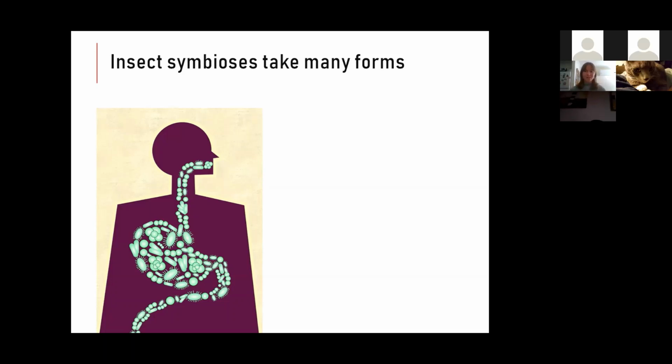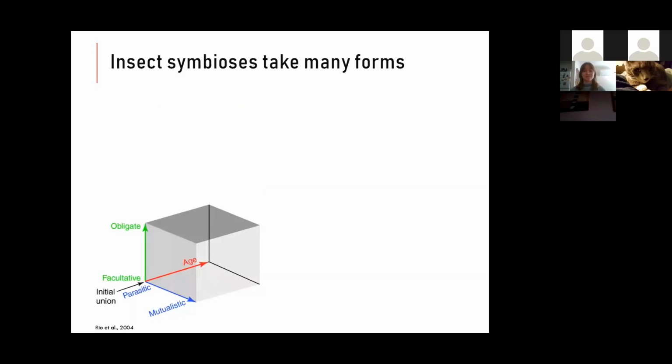But as we probably know, there are a lot of microbiomes out there in the world, and insects are no exception. Insect symbioses take many forms, and they can be neatly described by this little figure on three axes. The z-axis is the age of the relationship itself, so how long a bacterium has been co-evolving with its insect host, and that will affect the other two axes.